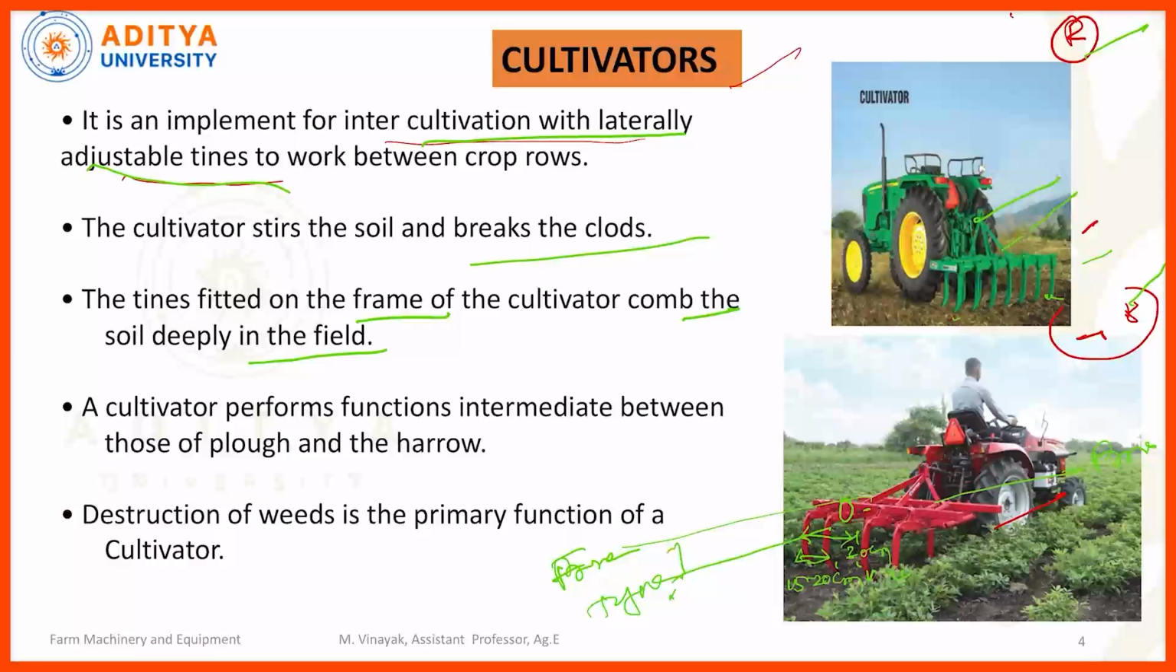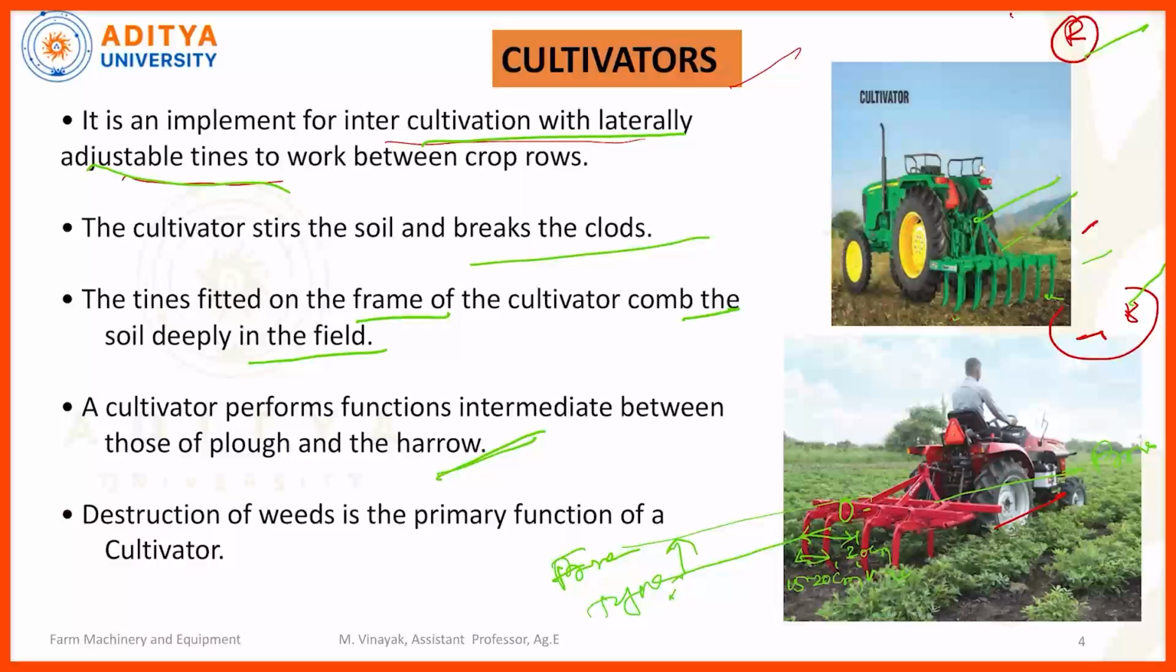A cultivator performs functions intermediate between the plows and harrows. So the cultivator can operate in between the plow, like primary tillage, and secondary tillage. Nowadays almost all farmers do not go for both primary and secondary cultivator operations. Most farmers go only for the rotary plow, and they plow the land by using the rotary plow.